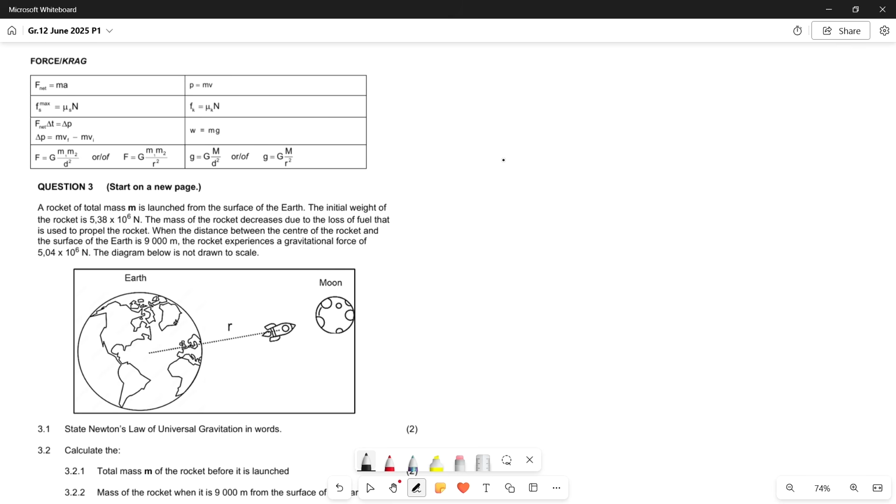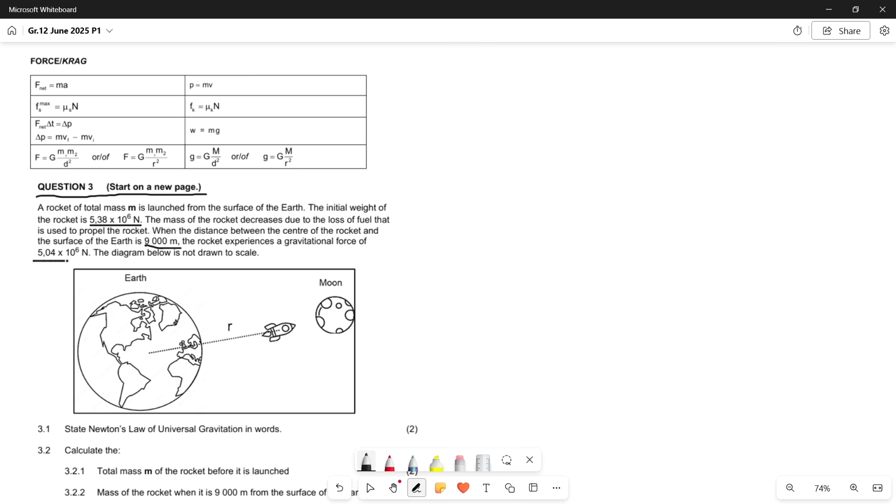Cool, guys. So we're checking out question 3, Newton's law of universal gravitation. It says a rocket of total mass m is launched from the surface of the Earth. The initial weight of the rocket is 5.38 times 10 to the 6 newtons. That is important. The mass of the rocket decreases due to the loss of fuel that is used to propel the rocket. When the distance between the center of the rocket and the surface of the Earth is 9,000 meters, that is also good for us. Meters is important because this formula is measured in meters. So the rocket experiences a gravitational force of 5.04 times 10 to the 6 newtons.